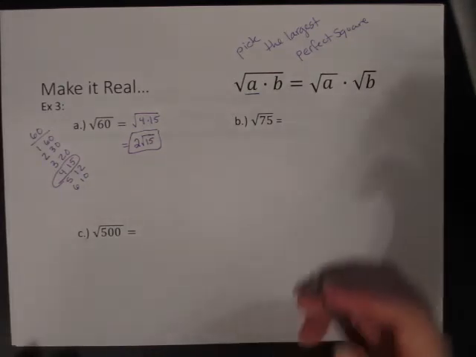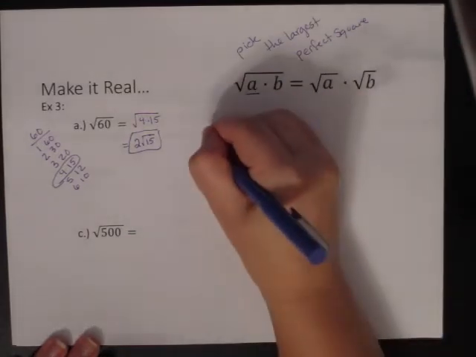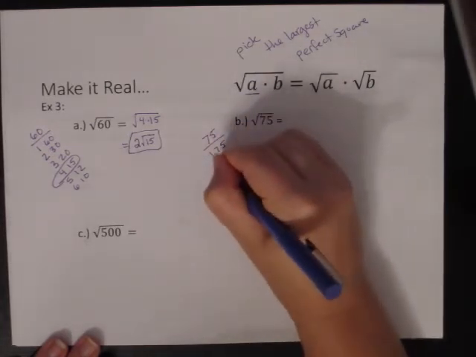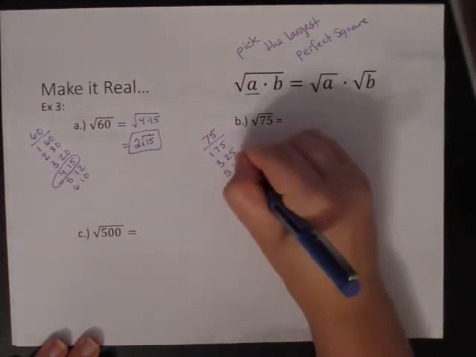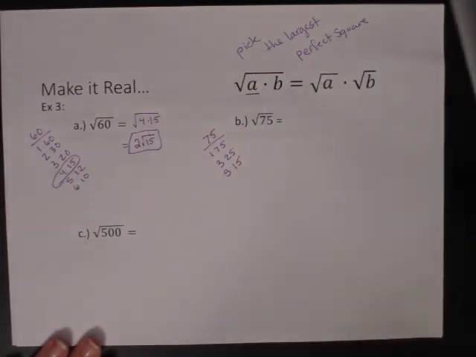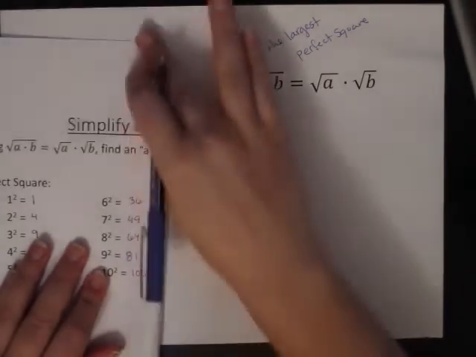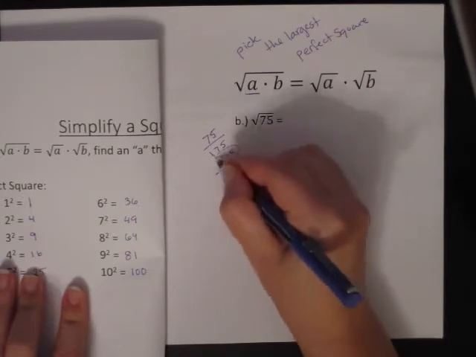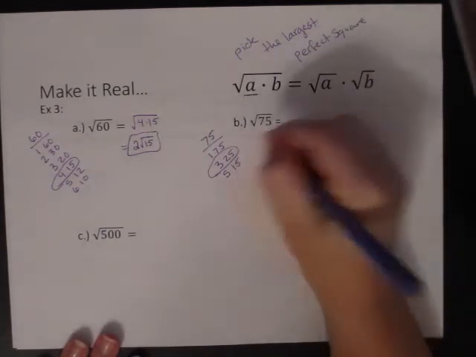Okay, so let's try this next one. I've got the square root of 75. Well, 75 is not a perfect square, so first I need to find the factors of 75. This would be 1 and 75, 2 doesn't work, 3 and 25, 4 wouldn't work, and then 5 and 15. If I look at these, I'm trying to look for a perfect square again. 5 and 15 wouldn't work. The 3 and 25 would work because 25 is a perfect square. It doesn't matter which side you see it on, as long as you can find the perfect square, and that would be my largest.